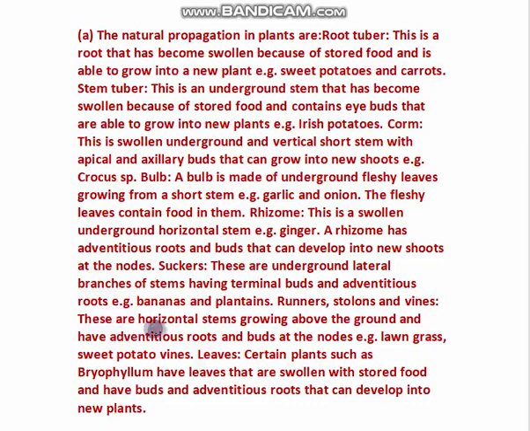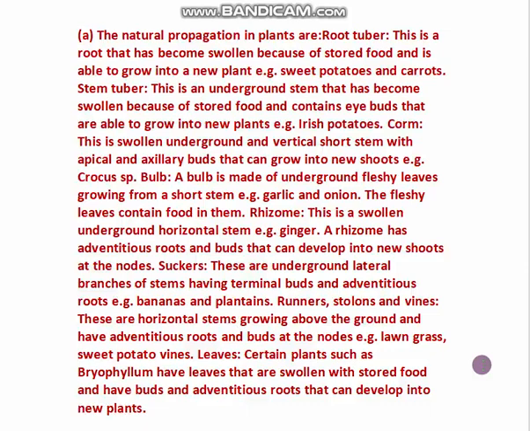Runners, stolons and vines. These are horizontal stems growing above the ground and have adventitious roots and buds at the nodes, e.g. lawn grass, sweet potato vines. Then leaves. Certain plants such as Bryophyllum have leaves that are swollen with stored food and have buds and adventitious roots that can develop into new plants. This is natural vegetative propagation or natural propagation in plants.